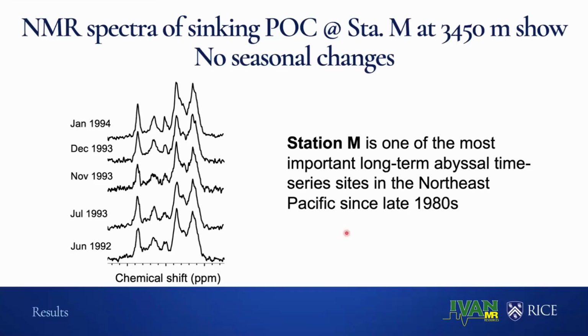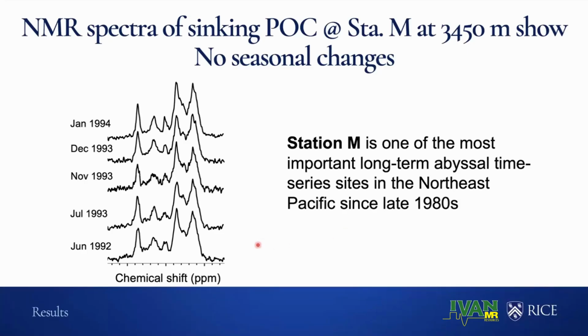Okay, let's move to station M. Station M is one of the most important long-term abyssal time series sites in the Northeast Pacific. The water depth of station M is more than 4,000 meters, and it's known that station M has very limited terrestrial input compared to station W. We were only able to obtain the POC samples from just one depth, at 3,450 meters.